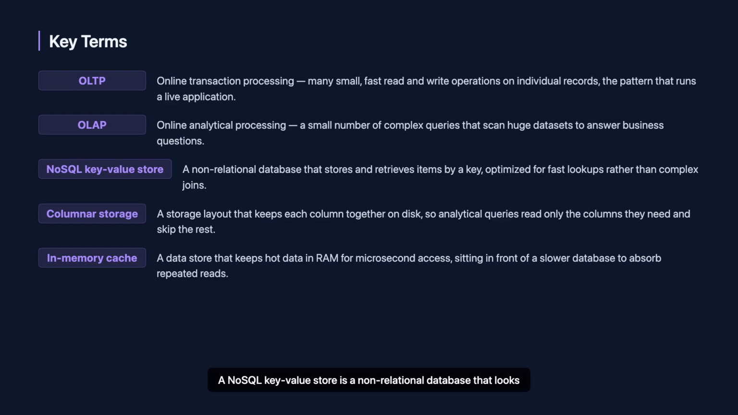A NoSQL key value store is a non-relational database that looks items up by a key, built for speed instead of complex joins. Columnar storage keeps each column together on disk, so an analytics query reads only the columns it needs. And an in-memory cache keeps hot data in RAM for microsecond access, sitting in front of a slower database.